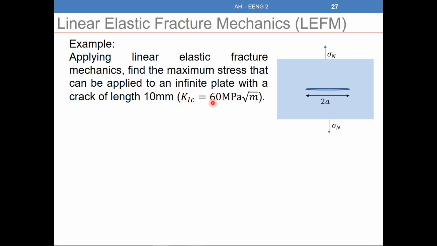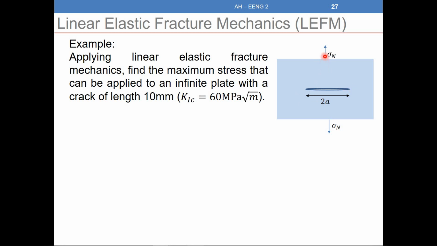So the fracture toughness here is given as 60 megapascal square root of meter. This fracture toughness, as we said, is the maximum value of the stress intensity factor that we can have without allowing the crack to propagate. So what we need to do, for example, if I have a stress here, let's say 30 megapascal as a stress.